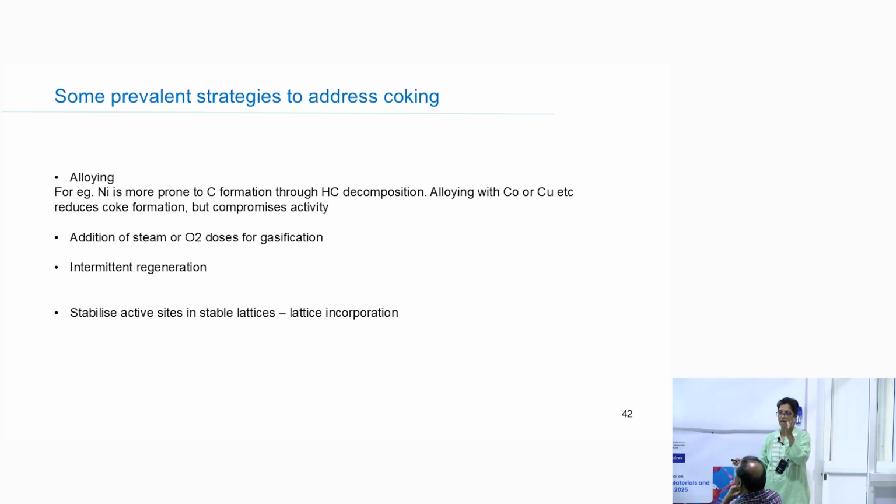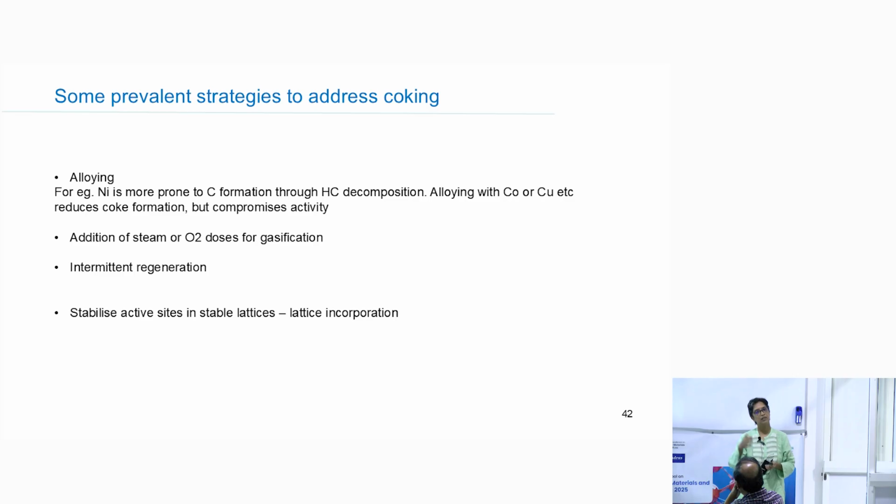So what happens is carbon forms, but immediately the carbon gets gasified. If it is oxygen, it goes as CO2. But if you put steam, then it can form hydrogen also, which is anyway good. But the problem is that hydrogen will again reduce the oxide and increase the particle size, and it just goes on. And intermittent regeneration, this is what industrial catalysts mostly use.